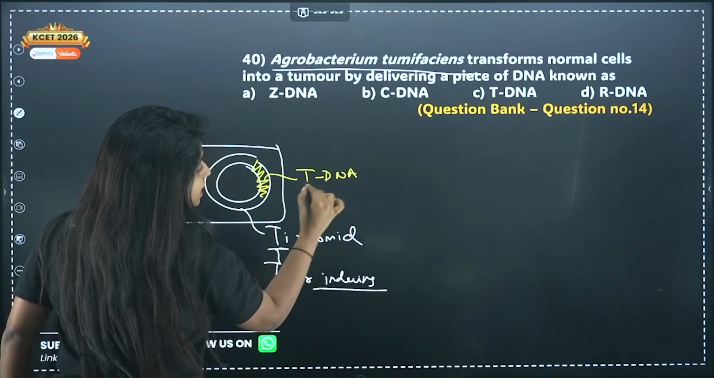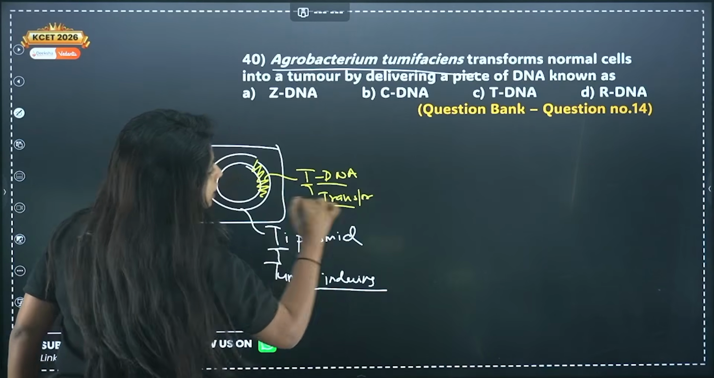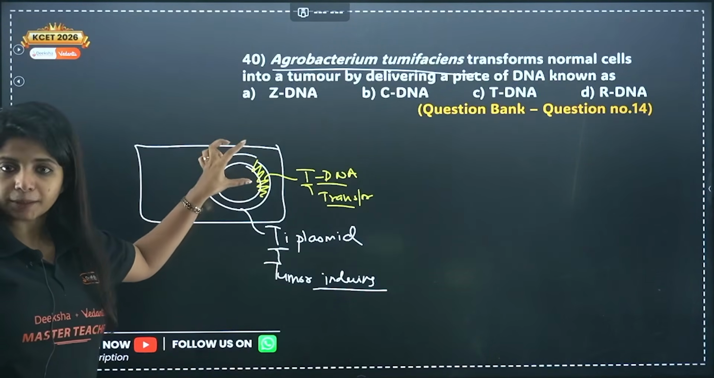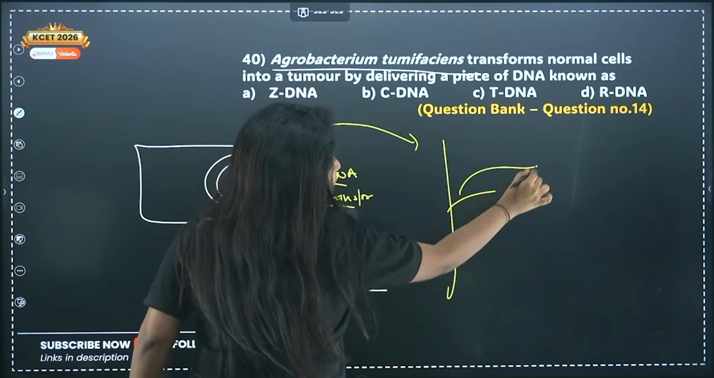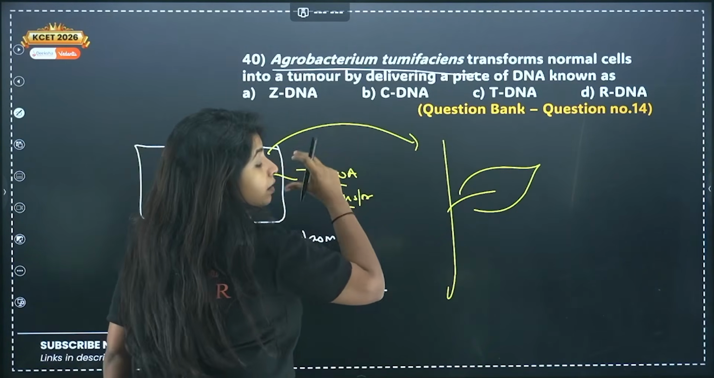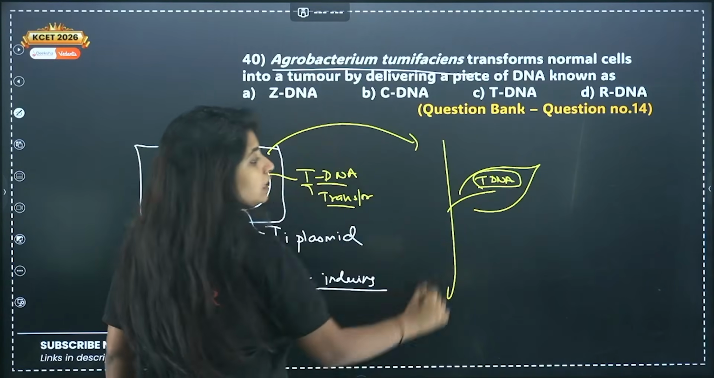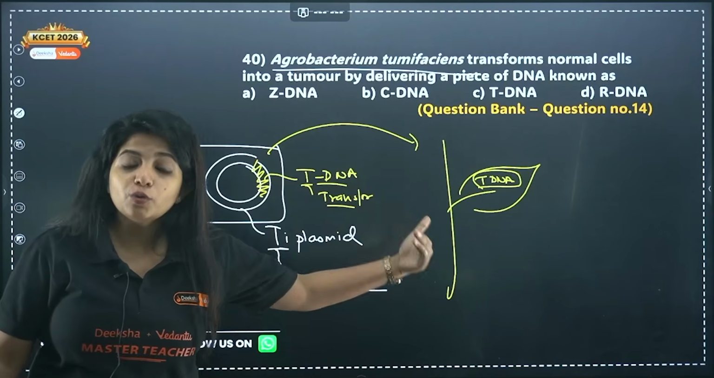You call this as tDNA. T stands for transfer. So this particular plasmid has a transfer DNA in it. Now what usually happens is that when this bacteria affects a plant, it transfers the tDNA into the plant. And this tDNA, my dear children, is responsible for the cause of tumor in plants.